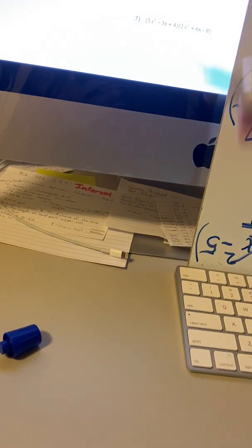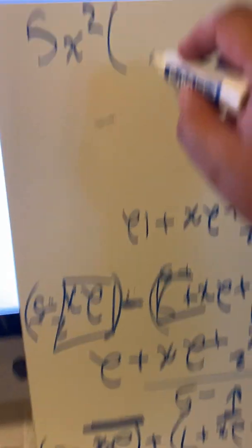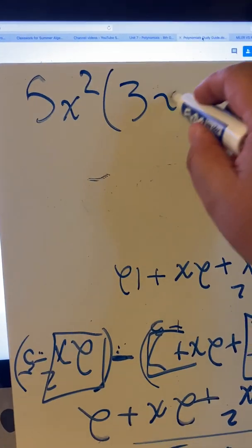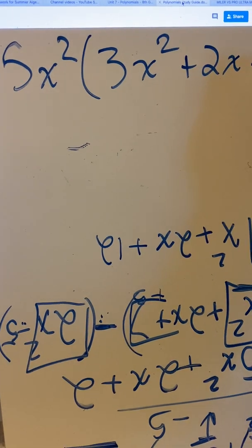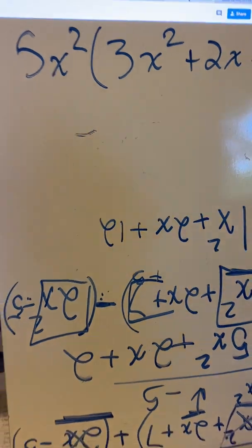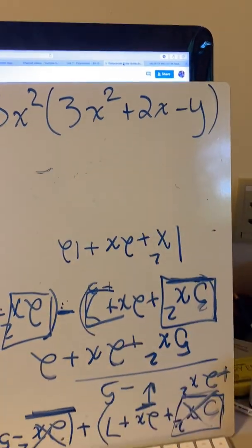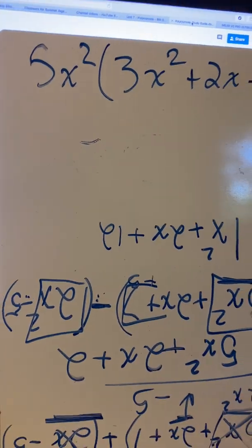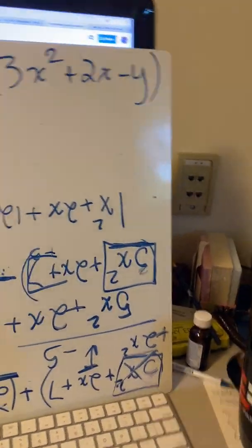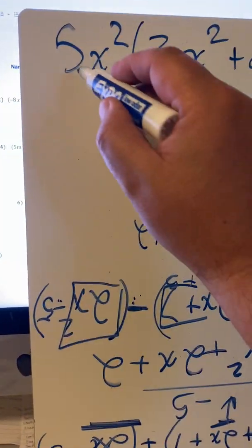The distributive property. Okay? Let's just say I've got a 5x squared times the quantity of 3x squared plus 2x minus y. I'm doing it a little different than what's in the paper, but this is interesting. I've got that goofy y at the end of it. Good news is it doesn't matter what the variables are, what's in front of them, what anything is. It's multiplication. You can multiply exponential values.